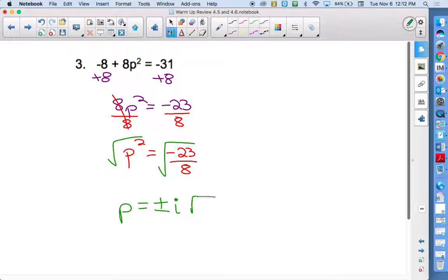And then we're looking at the square root of 23 and the square root of 8, which does need to be broken down and rationalized like we did up at number 2. So the square root of 8 can really be the square root of 4 and the square root of 2.